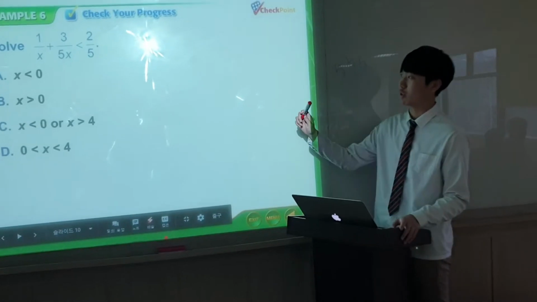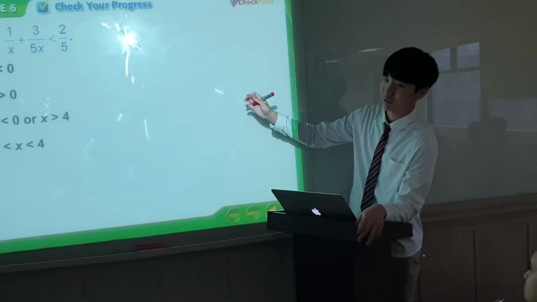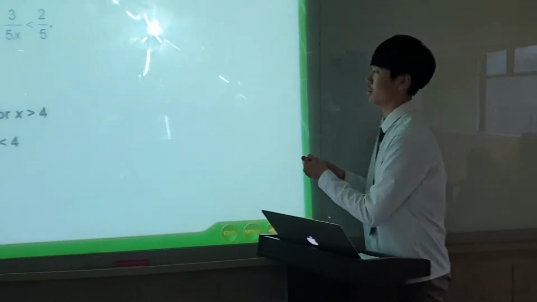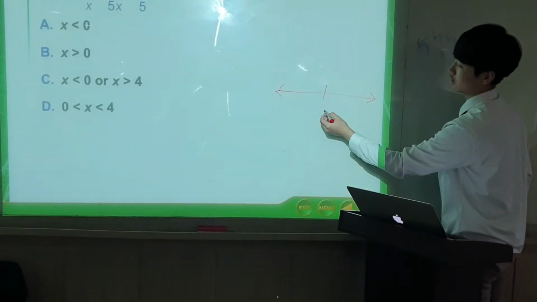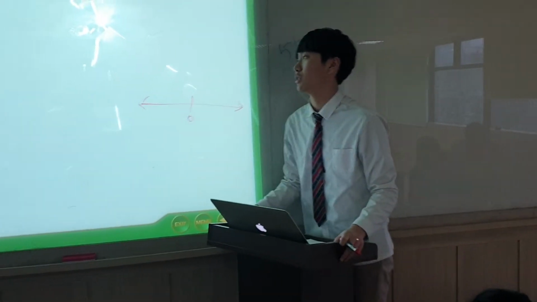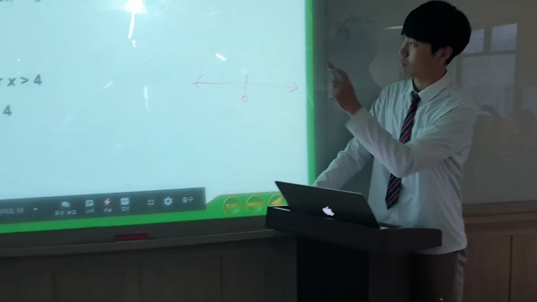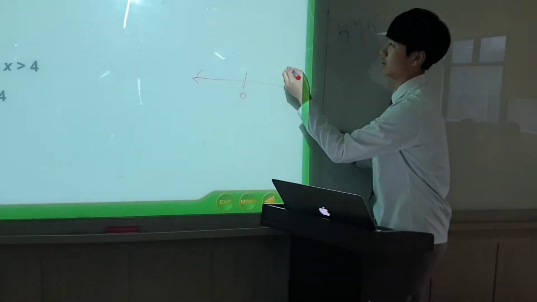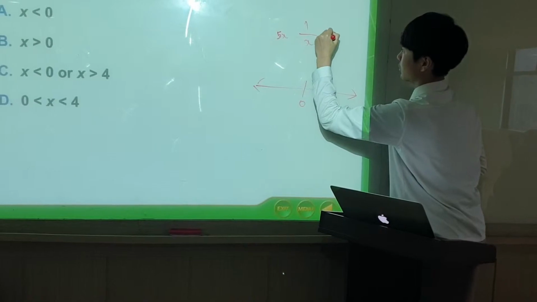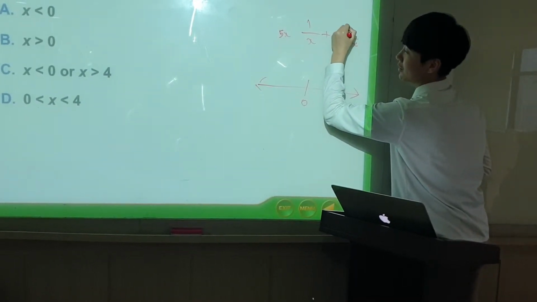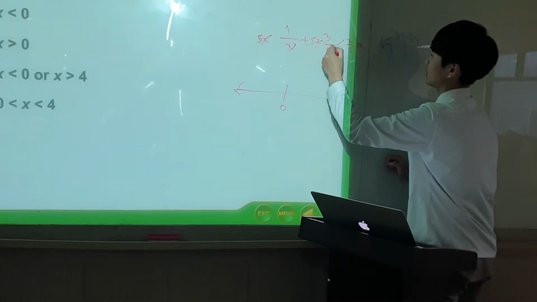So we should first find what makes the denominator zero. Zero will make the denominator zero. So first, like this, we can just make one line at zero. And then the LCD of this inequality is 5x. So multiply everything by 5x and simplify, then x, 5x, 5x, and 5, 5.